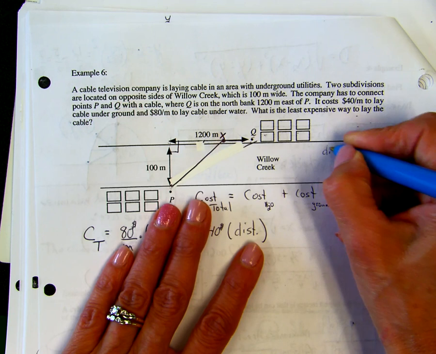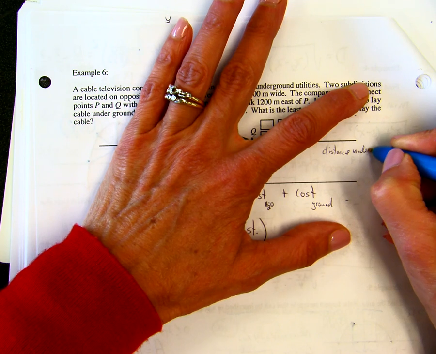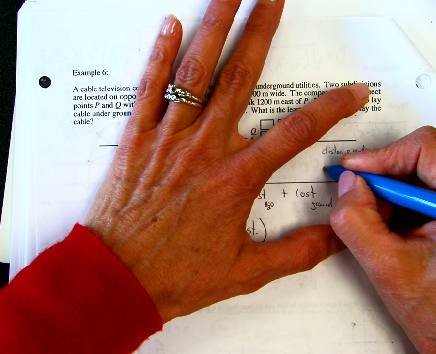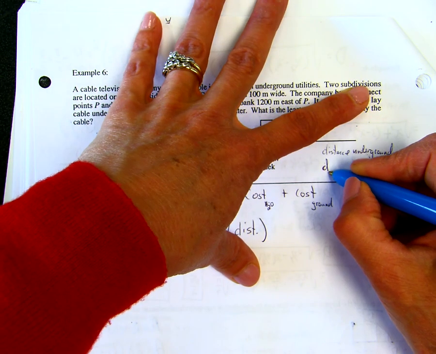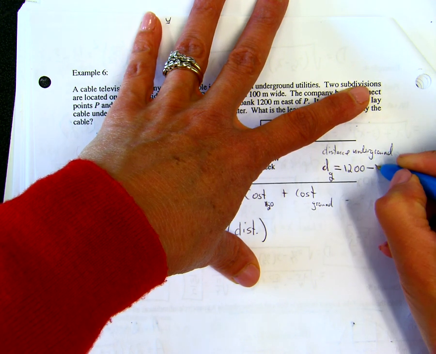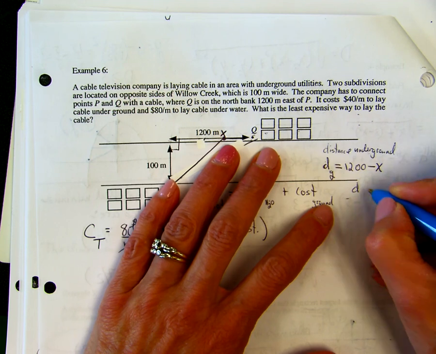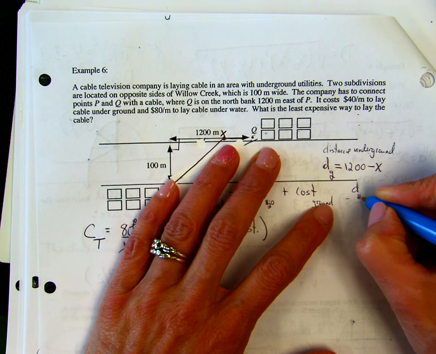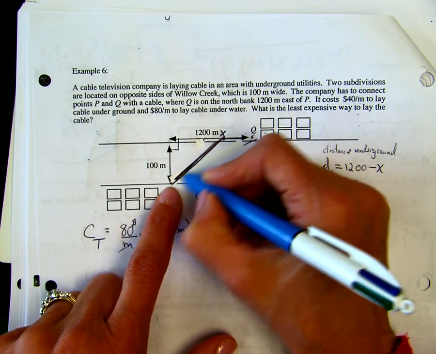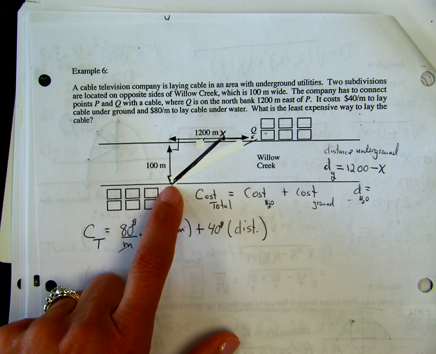Okay, so the distance that we lay the cable underground, I'm just going to call that D sub G, underground. I'm going to label that as 1,200 minus X. And then the distance that I lay this cable underwater, this would be the distance I lay that cable underwater. Then tell me what that distance is. Can you come up with an equation for that?